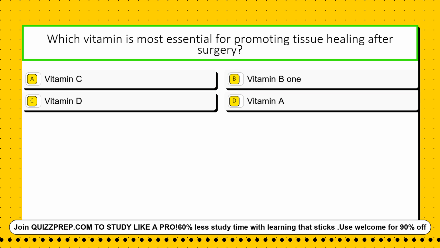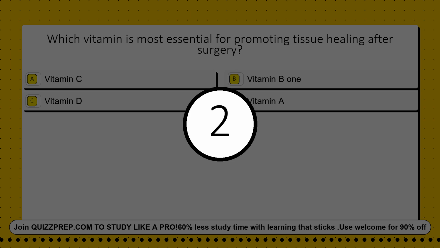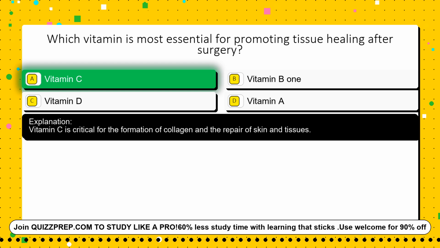Question 126. Which vitamin is most essential for promoting tissue healing after surgery? Option A, vitamin C. Option B, vitamin B1. Option C, vitamin D. Option D, vitamin A. The correct answer is option A, vitamin C. Vitamin C is critical for the formation of collagen and the repair of skin and tissues.